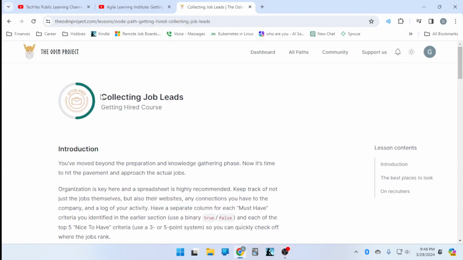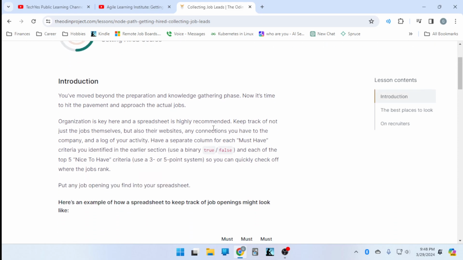So the next part is collecting job leads. Introduction. You've moved beyond the preparation and knowledge gathering phase. Now it's time to hit the pavement and approach the actual jobs. Organization is key here, and a spreadsheet is highly recommended. Keep track of not just the jobs themselves, but also their websites, any connections you have to the company, and a log of your activity.